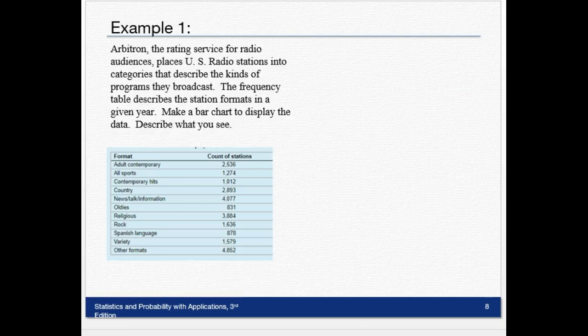Arbitron, the rating service for radio station audiences, places U.S. radio stations into categories that describe the kinds of programs that they broadcast. The frequency table describes the station formats in a given year. Make a bar chart to display the data and describe what you see.